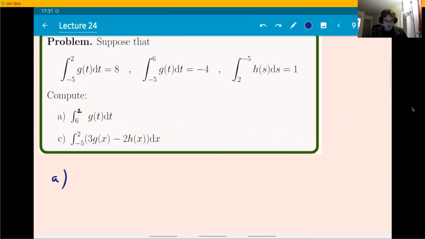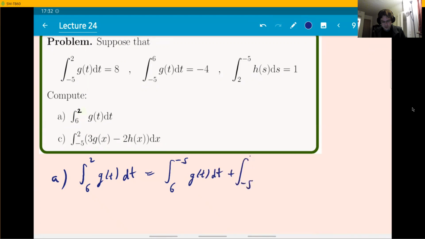Well, we know g between minus 5 and 2 and between minus 5 and 6. We should be able to obtain it between 6 and 2. How? Well, just think about that property that says if you want to go from 6 to 2, you can go from 6 stopping at minus 5 and then go from minus 5 to 2. This was one of the properties.